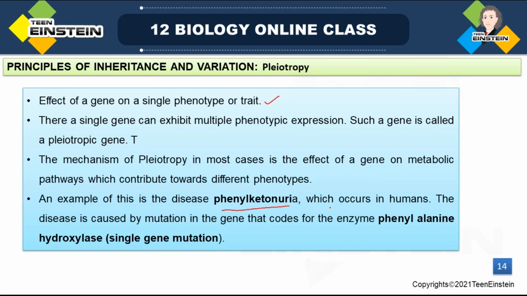phenylketonuria. Phenylketonuria occurs in humans. It is a disease caused by a mutation in a gene. That gene codes for the enzyme phenylalanine hydroxylase. This is the enzyme name, and this is a single gene mutation. Gene mutation you can study in the next chapter. So one gene is getting mutated, and that creates a different effect on the metabolic pathway, and that gives a different phenotype.